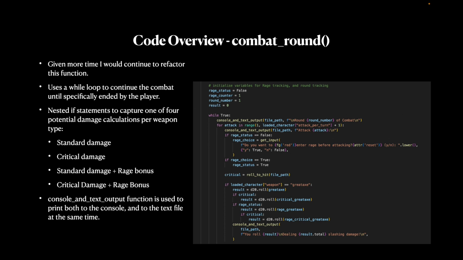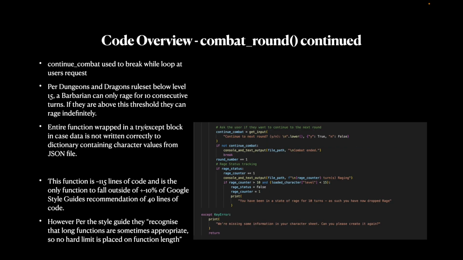Console and text output function is used to print, as the name suggests, both to the console and to the text file at the same time. Continuing on with the combat round function, we get input to break the function at the user's request. Like we were discussing before, per the Dungeons & Dragons rule set, below level 15, a barbarian can only rage for 10 consecutive turns. If they're above level 15, they can rage indefinitely, so we have an inbuilt rage counter that'll basically just keep incrementing per what round we're at.